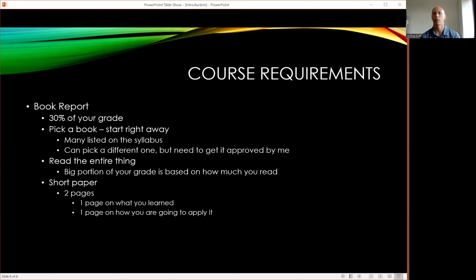Now, after reading the book, you will also need to write a short paper. This is a 2-page max paper. On 1 page, you'll share what you learned from the book, and on the second page, you'll share what you're going to do differently now in your life or in your career now that you've read the book. Now start on your book early. This class is only a few weeks long, and you have to finish the entire book by the end of it.